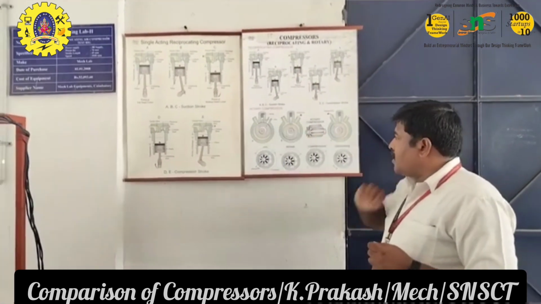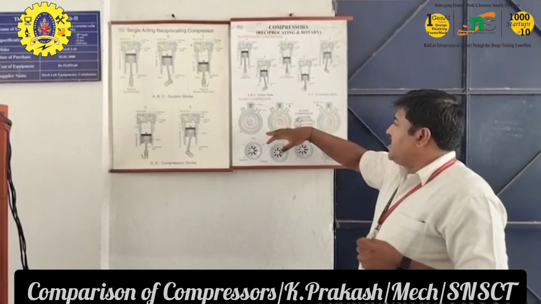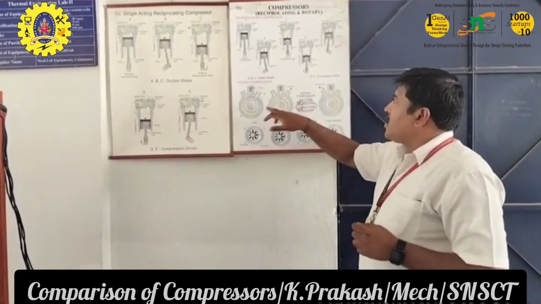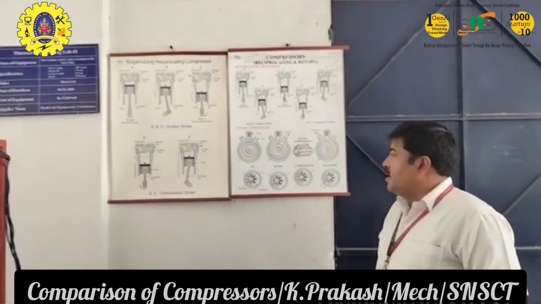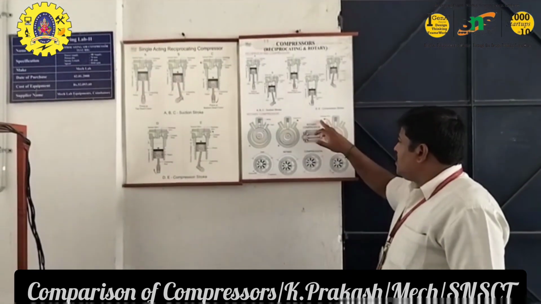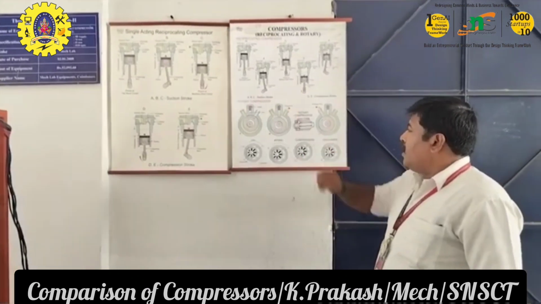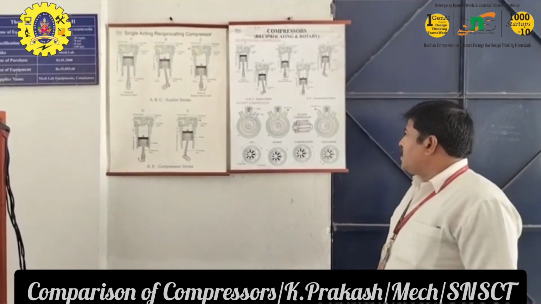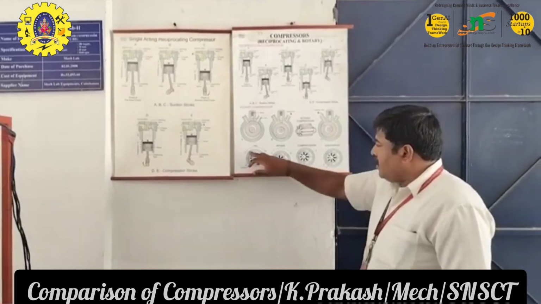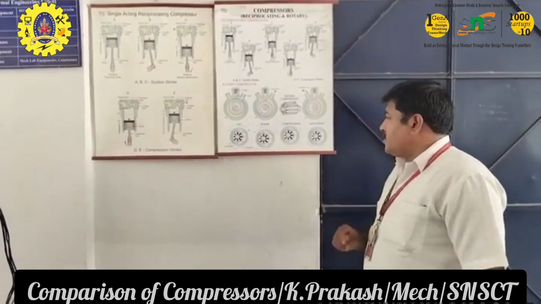Now coming to the rotary compressors. Comparing these photos, we can see that in rotary compressors there is no suction valve or discharge valve. Instead of valves, there are ports. You have a suction port and a discharge port. Here the compression is made by a rotary motion.